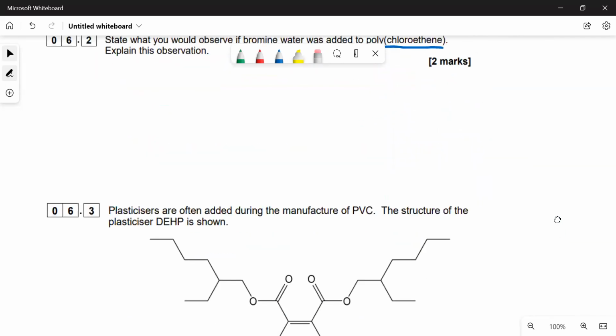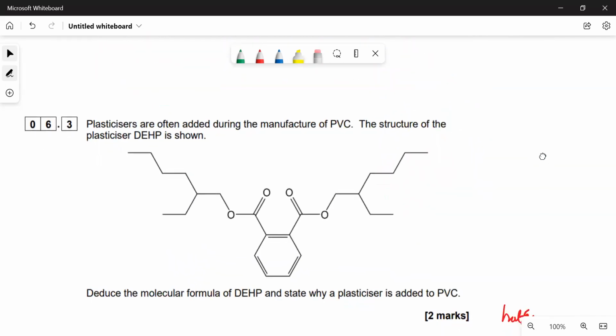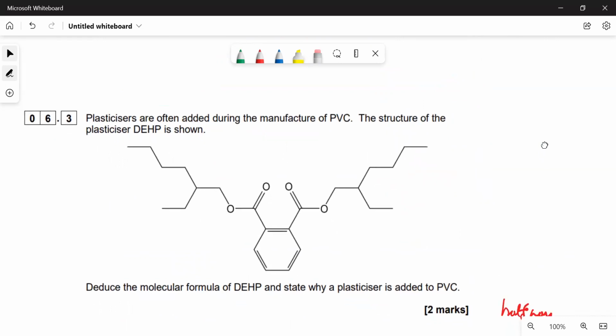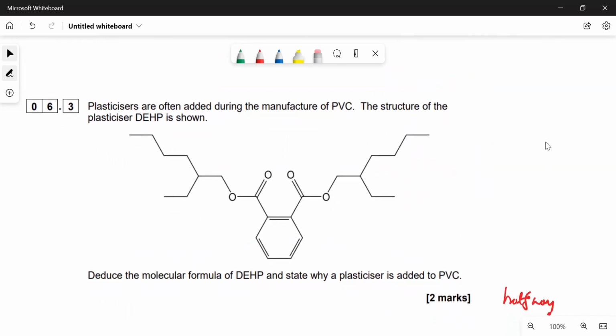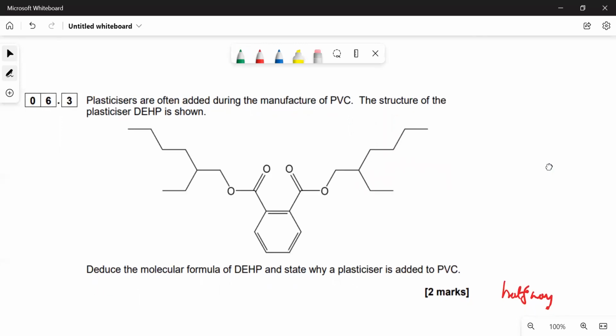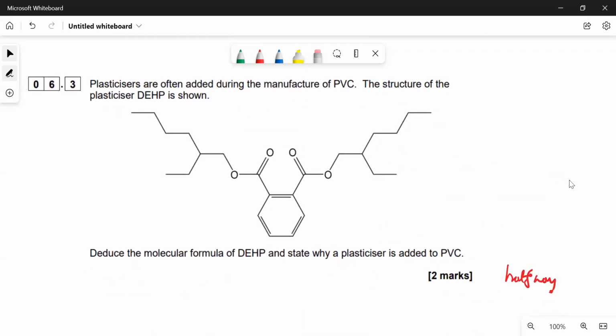Right, now plasticizers are often added during the manufacture of PVC. The structure of the plasticizer is shown below. We're going to deduce the molecular formula of it. Let's do that first of all, and then we've got to say why you add the plasticizer to PVC. Let's do a quick way of doing the molecular formula.